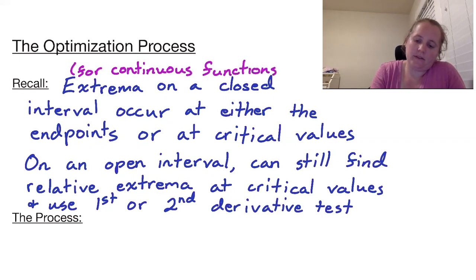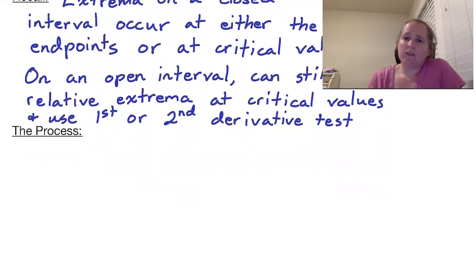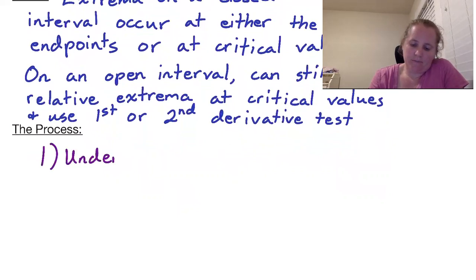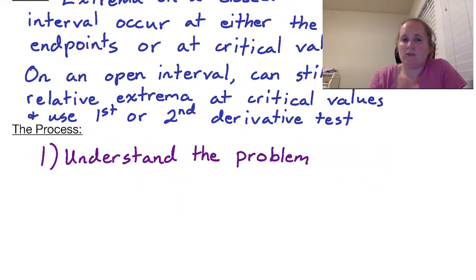So these are all skills that we worked on in chapter 3. They come in handy here. So the general process for optimization problems, just like with related rates, you really need to understand the problem and dig in deep, make sure you have kind of the whole problem down before you go to solve. So you need to understand the problem. You may want to jot down, draw diagrams.